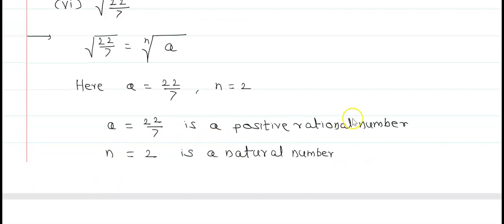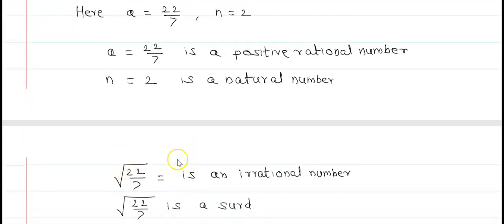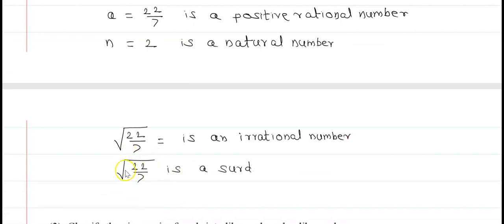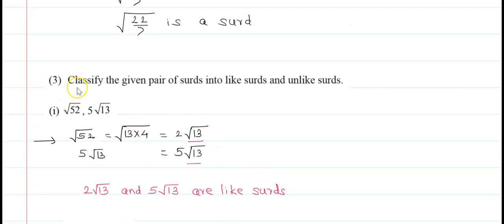Here a is a positive rational number, n is equal to 2, which is a natural number, and the square root of 22 upon 7 is an irrational number. Therefore, this is called a surd. Now, next we will classify the given pairs of surds into like surds and unlike surds.